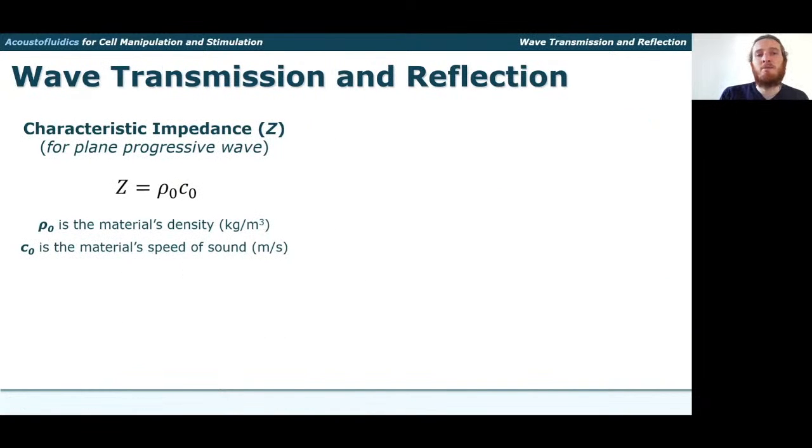So a parameter which defines the resistance that a medium offers to the propagation of a sound wave is the characteristic impedance of a material. For plane progressive waves, it is defined as the product between the material's density in kilograms per meter cubed and the material speed of sound in meters per second. So the characteristic impedance is a useful parameter to also determine how a sound wave actually behaves when it travels through a certain medium, as well as when it encounters the interface between two different media.